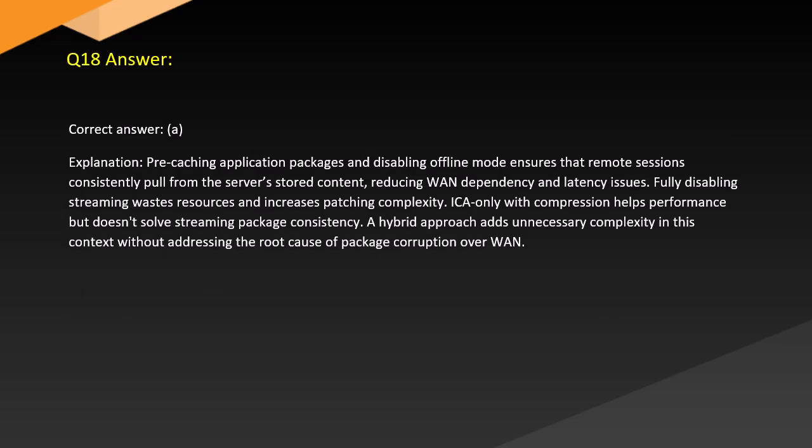Answer. Correct answer: A. Explanation. Pre-caching application packages and disabling offline mode ensures that remote sessions consistently pull from the server's stored content, reducing WAN dependency and latency issues. Fully disabling streaming wastes resources and increases patching complexity. ICA-only with compression helps performance, but doesn't solve streaming package consistency. A hybrid approach adds unnecessary complexity in this context without addressing the root cause of package corruption over WAN.